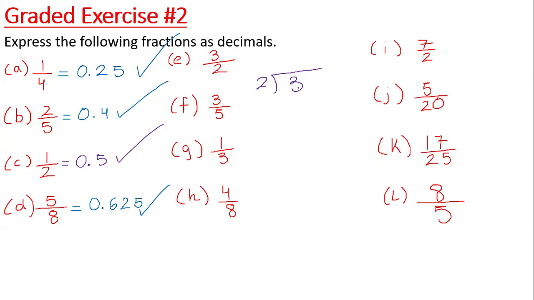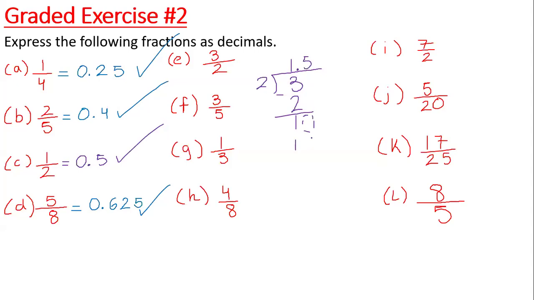How many times does 2 go into 3? Once. 2 times 1 is what? 2. 3 minus 2 is what? 1. We put the point here. The point gives us the permission to add a what? Imaginary 0. And that's 10. And then 2 times 5 is 10.